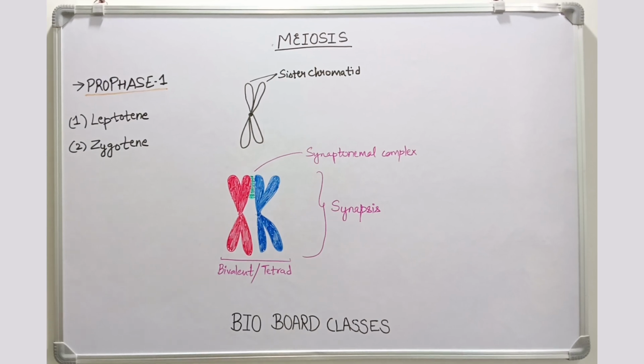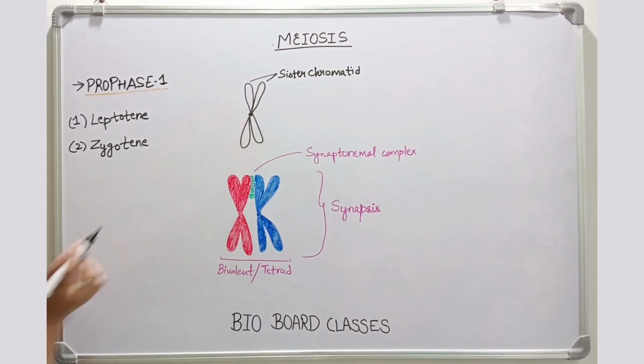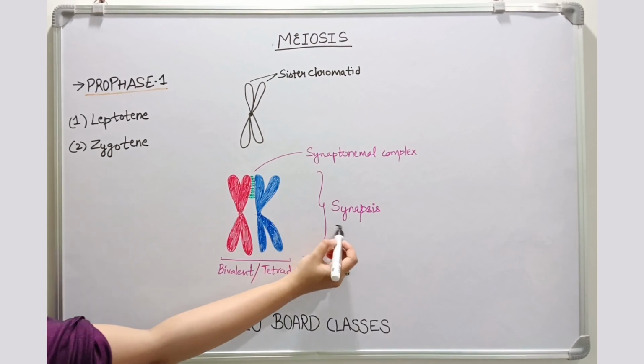First is leptotene. Here, the chromosomes become visible under the microscope. Each chromosome has already copied itself. Now, it looks like an X with two sister chromatids. Second stage is zygotene. Something special happens here. Homologous chromosomes, one from the mother and the other from the father, come together in a process called synapsis.